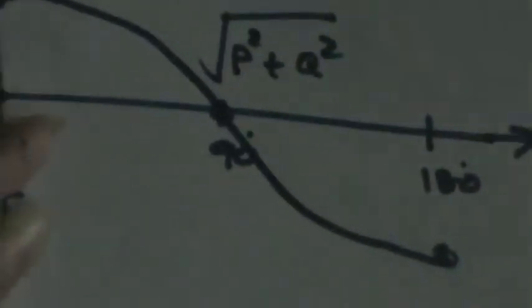So now we know the graph. What happens to P and Q at these points? At 0 we got R equals P plus Q. So this is P plus Q, right? At 90 degrees we know that R is equal to the root of P squared plus Q squared. At 180 we know R is equal to P minus Q, right? Assuming P is greater than Q, P minus Q is positive.